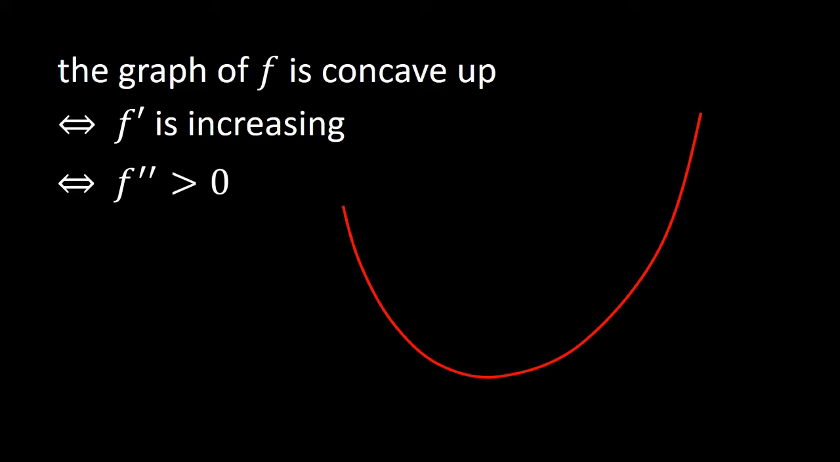F double prime is the derivative of f prime. So if f prime is increasing, then its rate of change is positive. F double prime is positive.